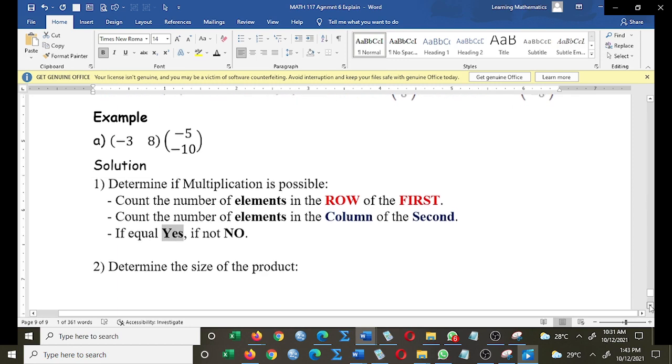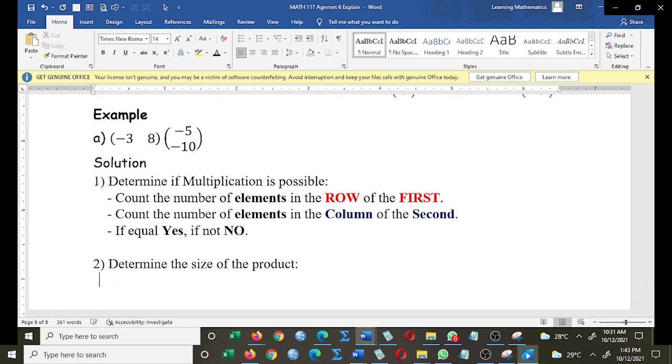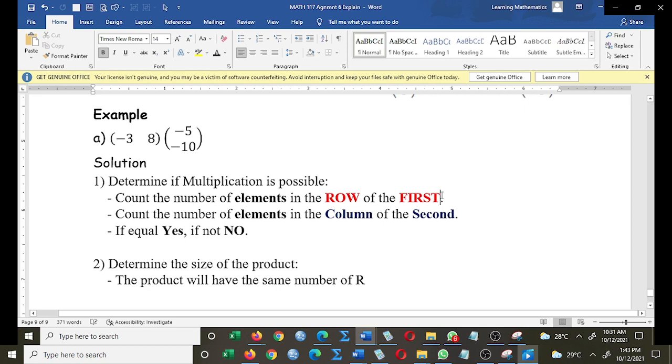Now, determine the size of the product. The product will have the same number of rows of the first, and it will have the same number of columns of the second.